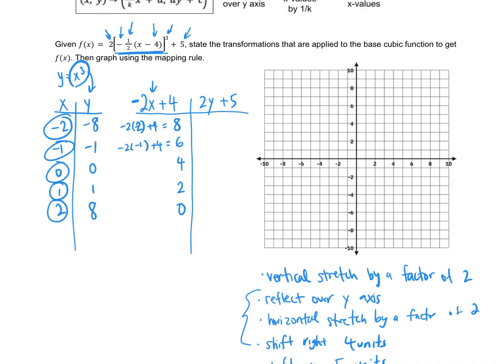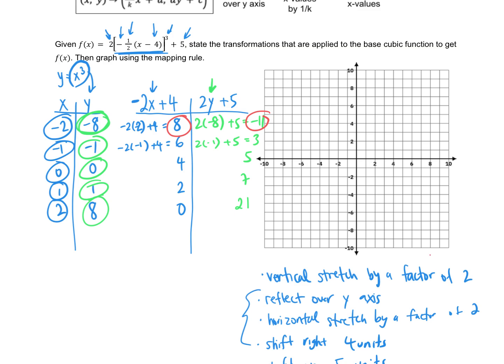And now I'm going to do the same thing to my y. So I'm going to start with the y value of -8, and that's going in here. So 2 times -8 is -16, plus 5 is -11. Then 2 times -1 is -2, plus 5 is 3. 2 times 0 is 0, plus 5 is 5. 2 times 1 is 2, plus 5 is 7. 2 times 8 is 16, plus 5 is 21. And now I can plot my coordinates. And my coordinates will be 8, -11 for the first one.